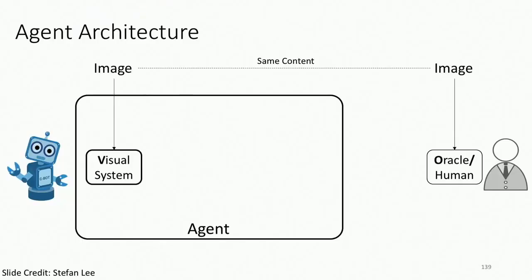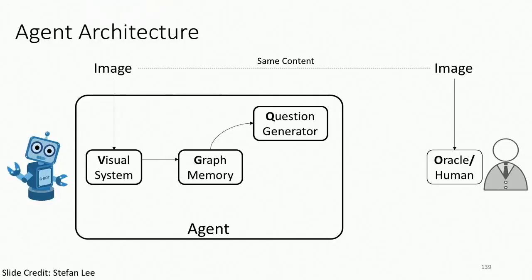And so the whole agent's architecture is like this. Let's say, as we just discussed, the robot and the oracle or human see the same content or are in the same room, and the agent has a visual system and a graph memory which maintains the information about the whole environment. Given the current graph memory, it will use the question generator to generate a question and ask this question to the human or oracle. And the oracle will provide an answer to the agent. Based on this answer, the agent will update its graph memory and then furthermore update the visual system, so that at the next round, the agent understands the new concept, and then it will ask more about the new concept it does not understand.